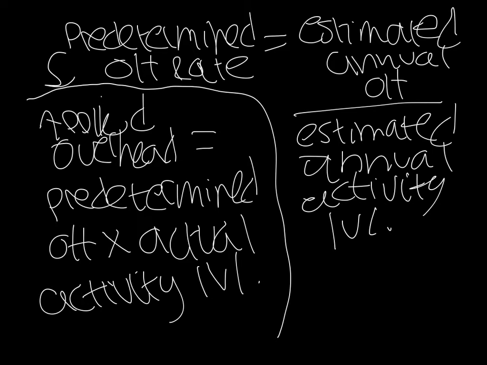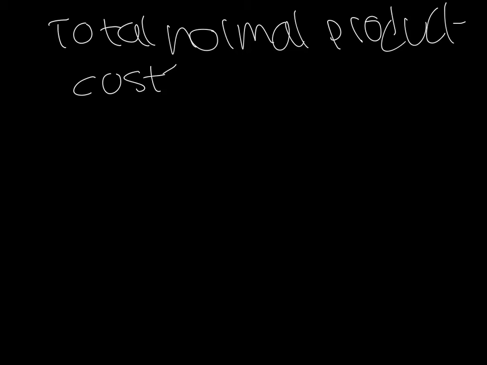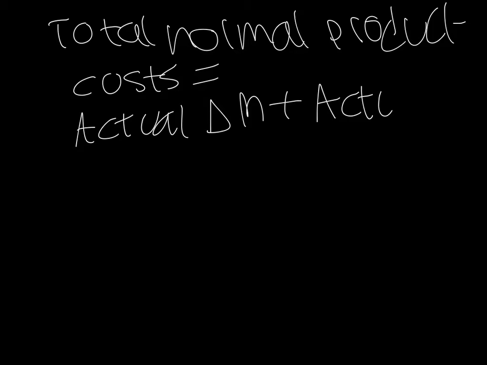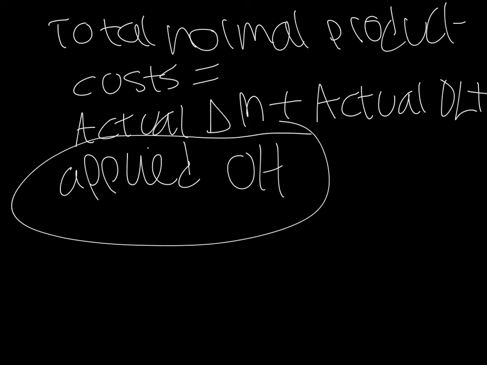Next, I will discuss the main equation for normal costing. Applied overhead is computed throughout the year. Also, notably, total normal product cost is equal to actual direct materials plus actual direct labor plus applied overhead. From these previous steps, you were able to get the applied overhead, and notably actual direct materials and actual direct labor are in both normal costing, and also the applied overhead is never perfect. Once again, it's an estimate.